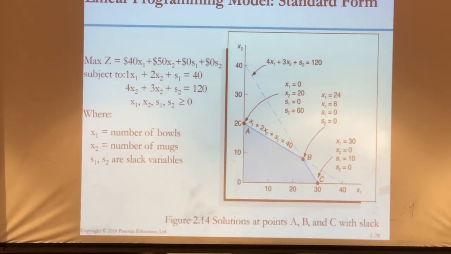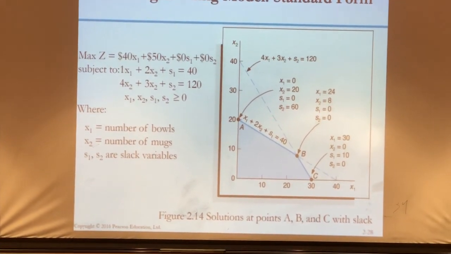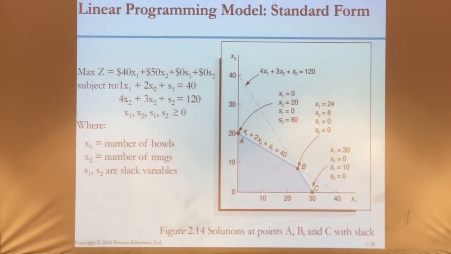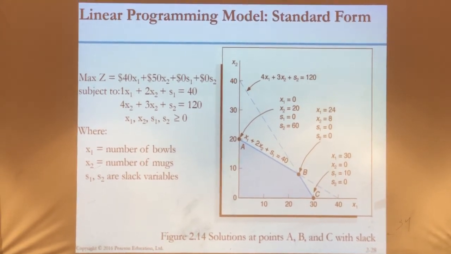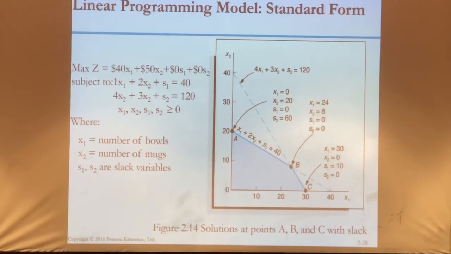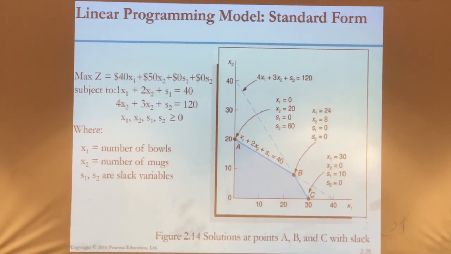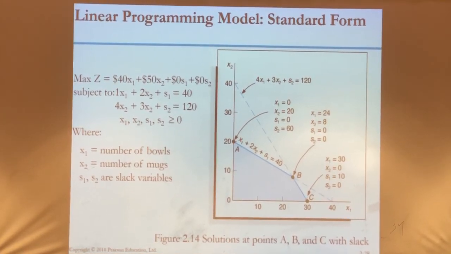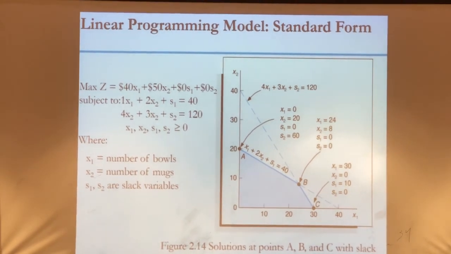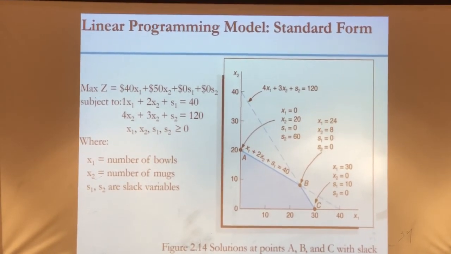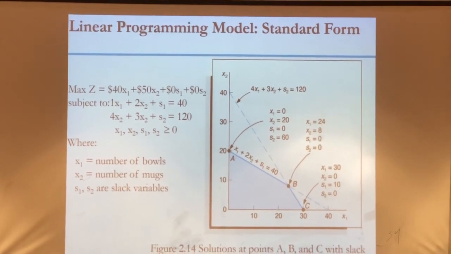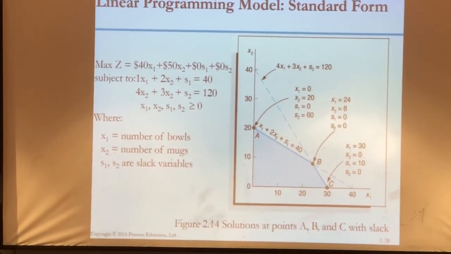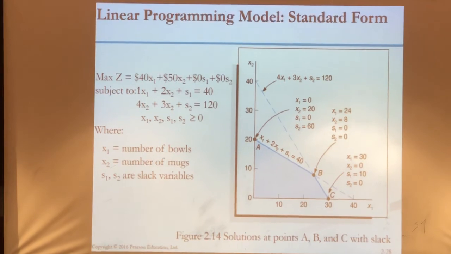When this corner point is used, slack 2 is there, unused resource number 2, 60 pounds of clay is not used. When this point is used, s1 is equal to 10, so 10 hours are unused. At this corner point, both the slacks are 0, which means that all the resources are fully used up. Slack 0 means all the resources are fully used up, because the slack concept is unused resource. Okay.